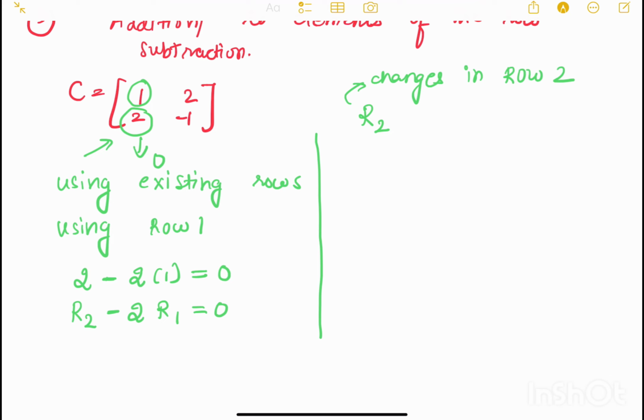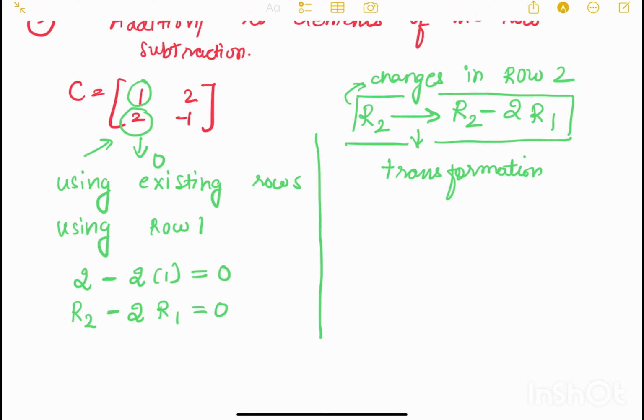So I will write R2. I want to do a transformation in such a way that I am making changes in my row 2. So I'm subtracting, what am I subtracting? Twice the value of my row 1. So this is the operation which we will carry out in the given matrix, and this will give me the resultant matrix. There are no changes in my row 1, right? The only changes that are taking place are in my row 2.